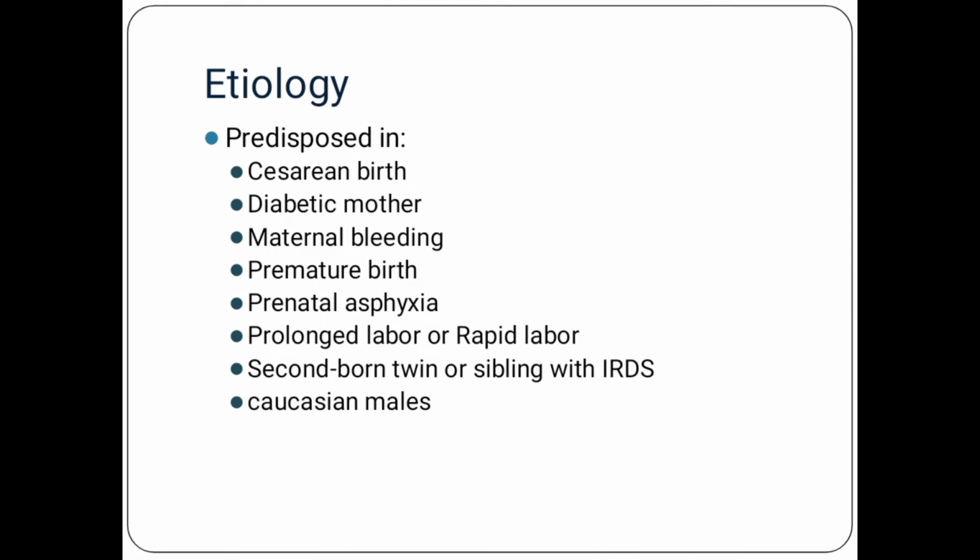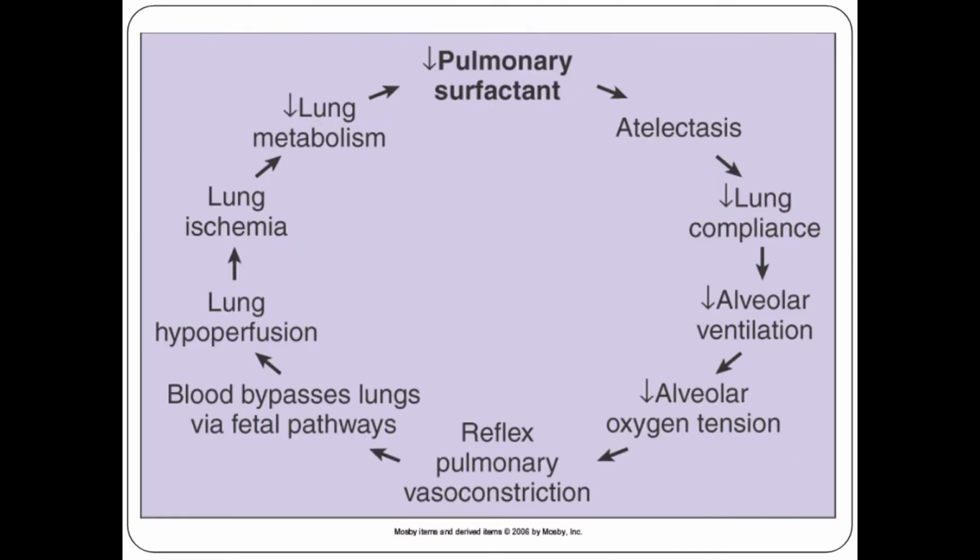Etiology: we can see respiratory distress syndrome commonly in cesarean birth, diabetic mother, child of diabetic mother, maternal bleeding, premature birth, perinatal asphyxia, prolonged labor or rapid labor, second born twin, siblings with idiopathic respiratory distress syndrome, or Caucasian males.